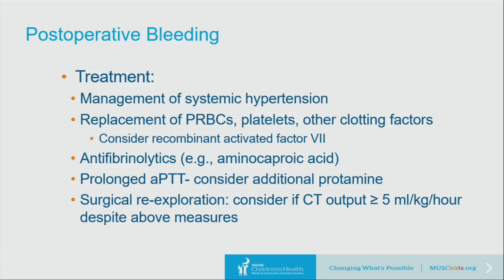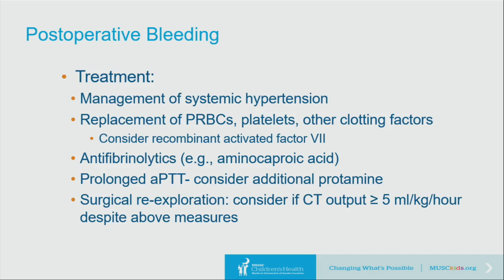Antifibrinolytics are commonly used. These are typically started and managed in the operating room by the surgeons. If the PTT is prolonged, that could be a sign that there was inadequate heparin neutralization, and you can consider giving protamine to reverse that heparin effect. And then a general rule of thumb for surgical bleeding is that you need to consider re-exploration if your chest tube output continues to be more than 5 cc's per kilo per hour, despite attempts at medical management.